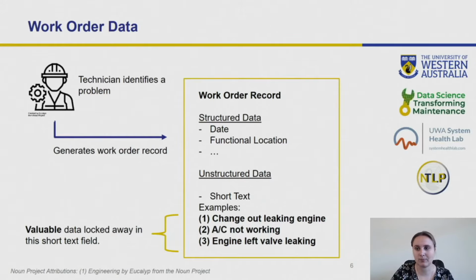In addition, the technician will include a short description of the problem and work that needs to be done to fix the problem. Examples of short text are change out leaking engine, AC not working or aircon not working, and engine left valve leaking. This short text field contains valuable data, such as whether we've seen an end-of-life event on the equipment. At the moment, there is no way to extract this data automatically.